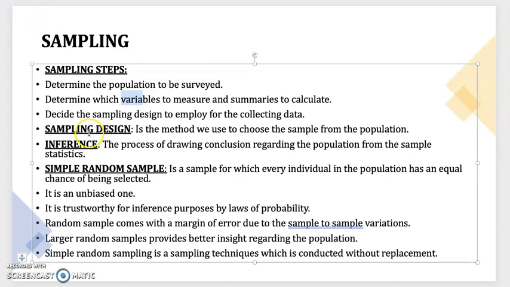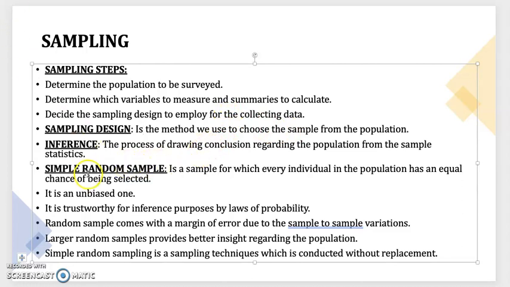What does the sampling design mean? After you decide your population, you need to see what kind of method you will use to choose the sample from the population. For example, some people want to get a questionnaire to get feedback, or they are looking for specific data they can collect from. So which kind of sample from the population, and how you will get that method to collect the data.